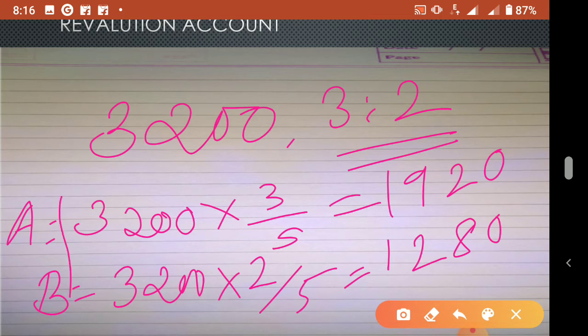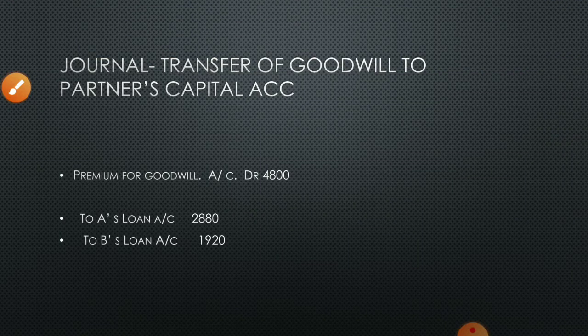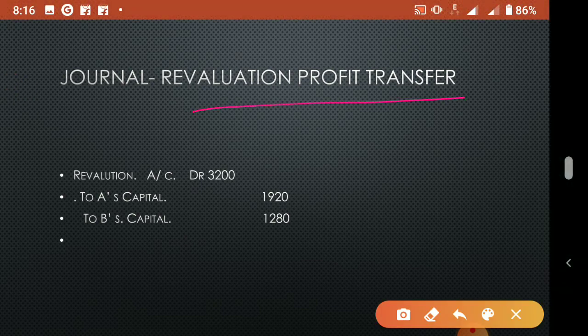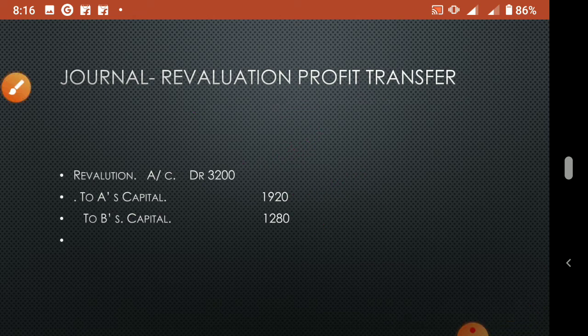Okay, so now the revaluation profit is also shared. Where will it go? To A and B's capital accounts. Wherever you write the partner's name, that means it is going to the partner's capital account. See, this is the journal entry for revaluation profit: revaluation profit transfer. Profit is 3,200, A's capital 1,920, and B's capital 1,280. Understood? So what I told you clearly: first you make the journal entry for the revaluation account items, the increase or decrease in the value of assets and liabilities. Then you make a revaluation account, find out the profit or loss, distribute that profit, and pass a journal entry for that.